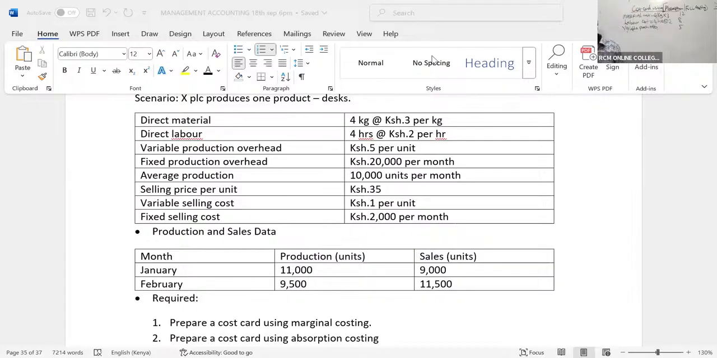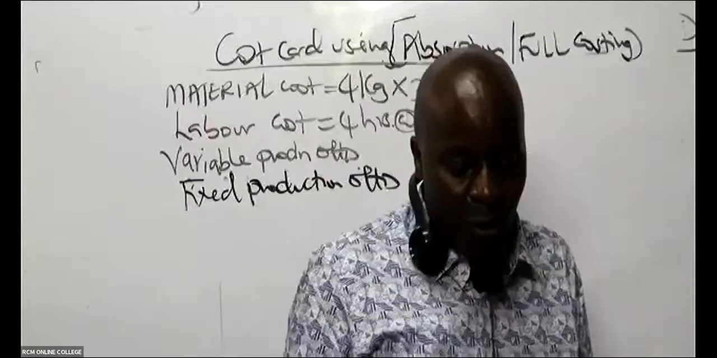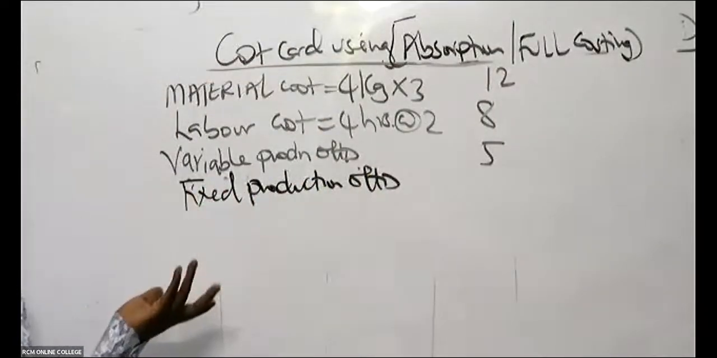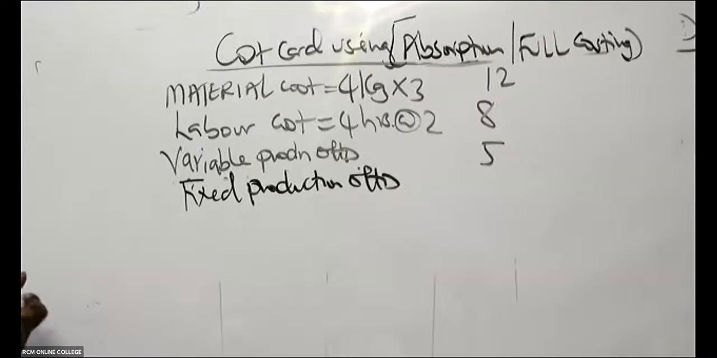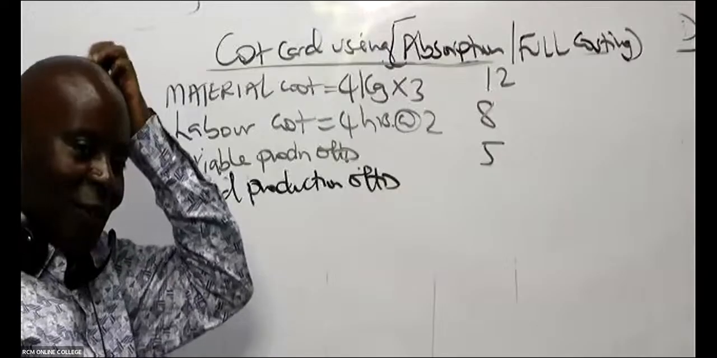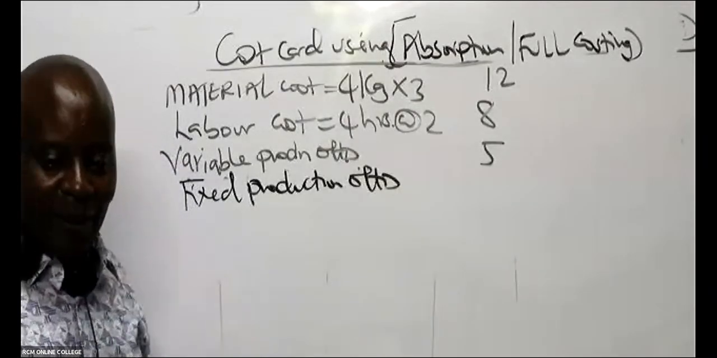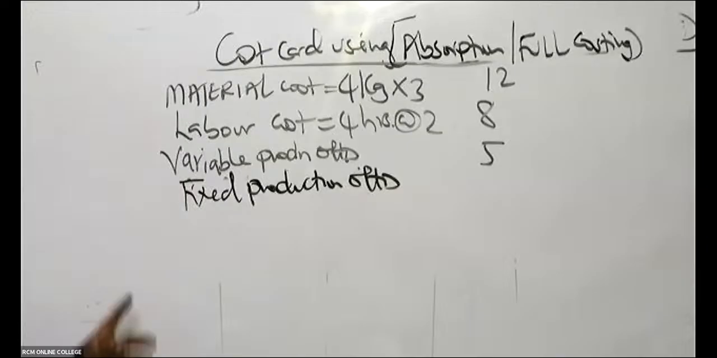So in this case, you must come here and introduce the fixed production overhead. And you need to be very fast like myself. I mean, you can see how fast I've written. I've just finished writing. And you are the Gen Zs. Remember, you can't take my shortcut.